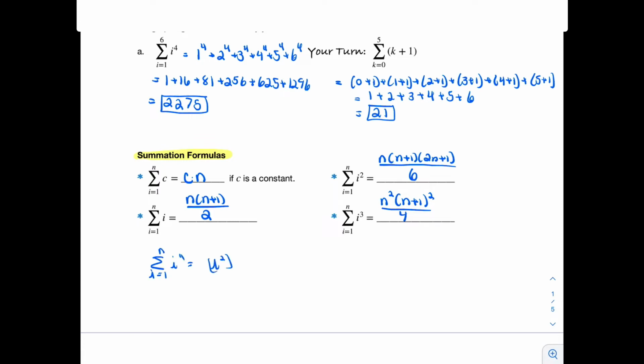And we only have to memorize these 4 because any other summation can be rewritten in terms of one of these 4. So if I had the summation of i to the 4th, I could rewrite that as i squared quantity squared, and I could substitute my i squared formula in, evaluate that, and just square my answer. So that's the reason why we only have to memorize these 4.